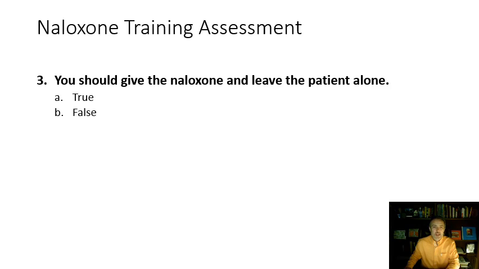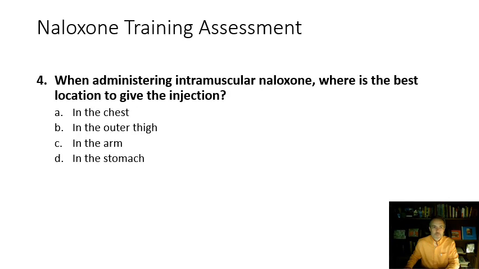When administering intramuscular naloxone, where is the best location to give the injection? Is that in the chest, in the outer thigh, in the arm, or in the stomach? Well, if you're using the Evzio device or an auto-injector, the outer thigh would be the preferred place. And typically, if you're giving an intramuscular injection, that's going to be the place. It's a large muscle group, it's hard to miss, and it's going to get the medication where it needs to go.